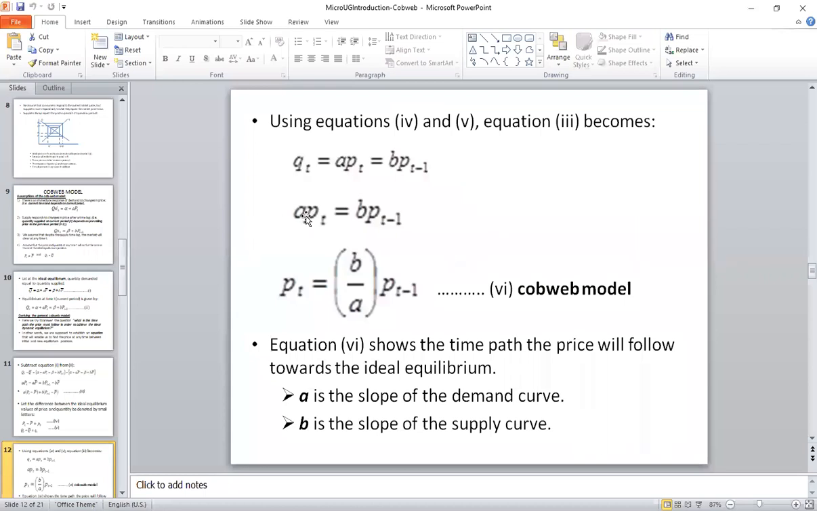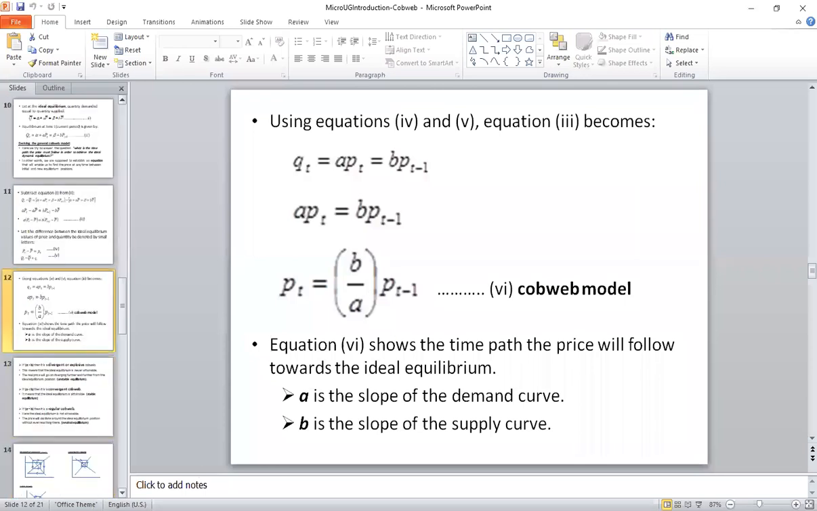So we said that in our equation, we are trying to derive the price at any time t. So what we do here, we make PT the subject. When we make PT the subject, we derive the cobweb model. So equation 6 shows the cobweb model. It shows the time path the price will follow towards the ideal equilibrium. A is the slope of the demand curve and B is the slope of the supply curve. These slopes will determine the nature of the cobweb, as we are going to see.